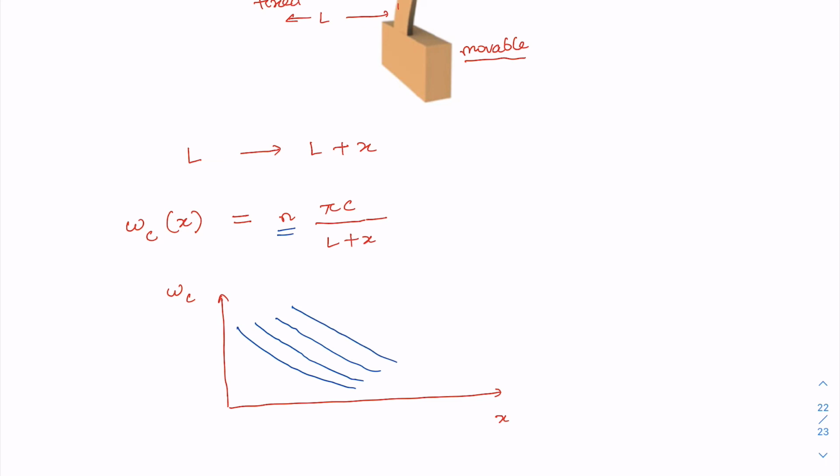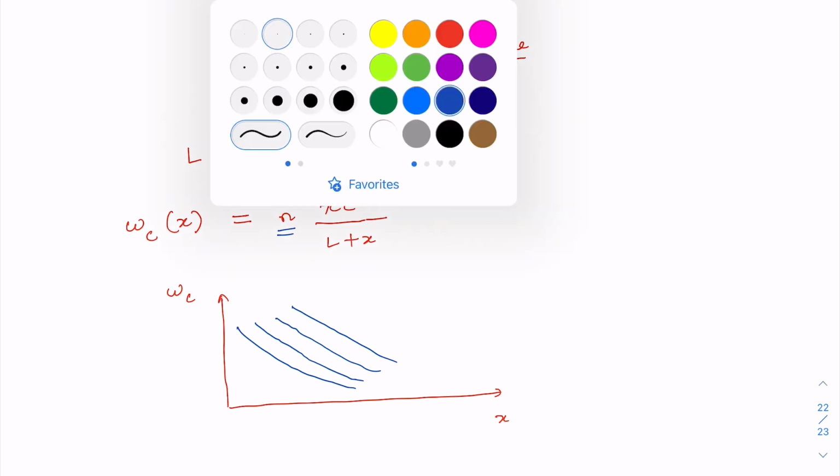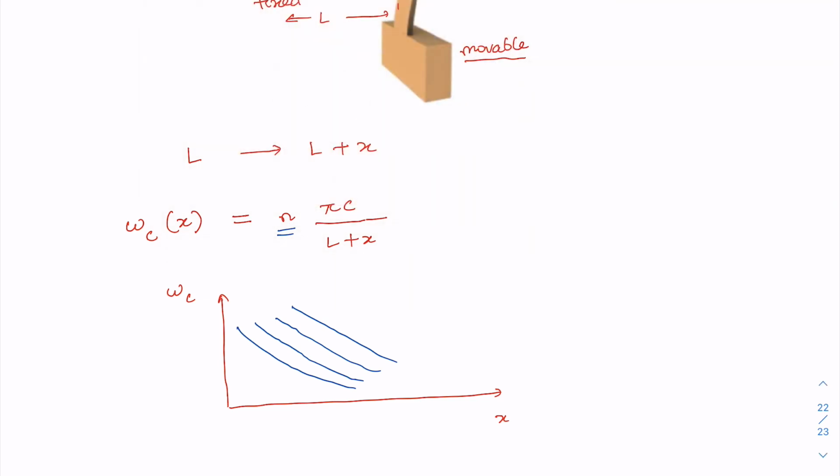And if a laser with fixed frequency is incident, then we will have various positions of the mirror. Suppose the laser frequency is somewhere here, so this is the fixed laser frequency. Then we will have various positions of the mirror. This is one position, this is another position, this is another position, like this, where the laser frequency will satisfy the resonance condition.